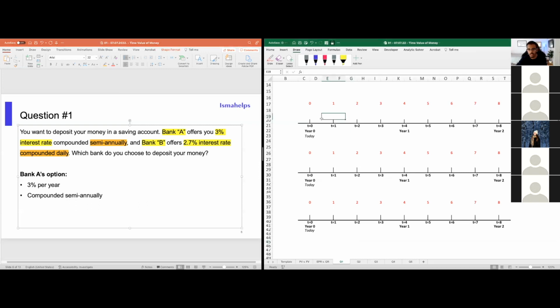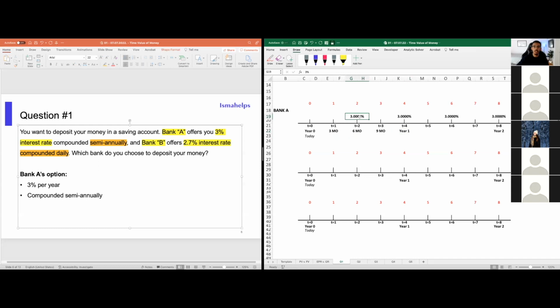So let's visualize Bank A's option. We'll write it down right here. This is Bank A. What they're telling you is that they're going to offer you 3% semi-annually. So 3% here, 3% here, 3% here, and 3% here. Notice how this is 3 months, this is 6 months, 9 months, and then we have 1 year. So I feel like the timeline should be pretty clear. That's what they're telling you.